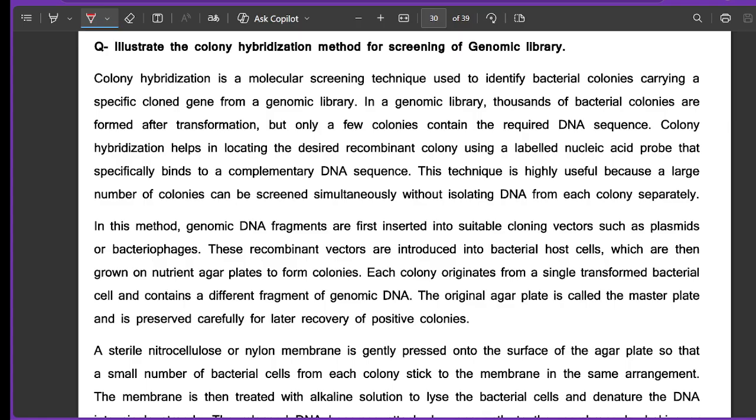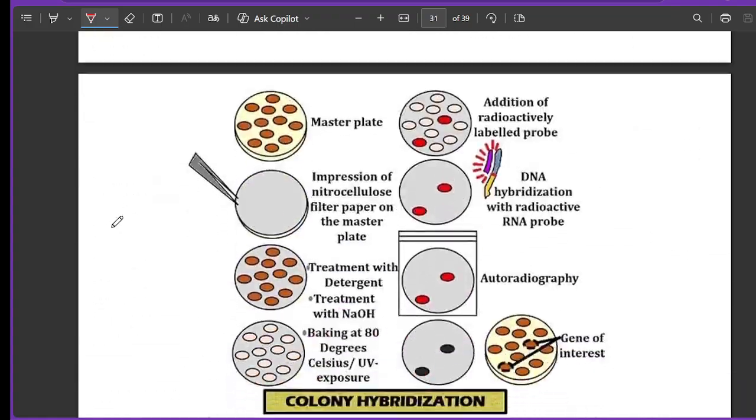So basically in the colony hybridization method, you are trying to grow multiple bacterial colonies on a plate, and this plate is called a master plate. Now these bacterial colonies will grow from a single bacterium which is transformed. Now what does it mean? So I'll explain it here.